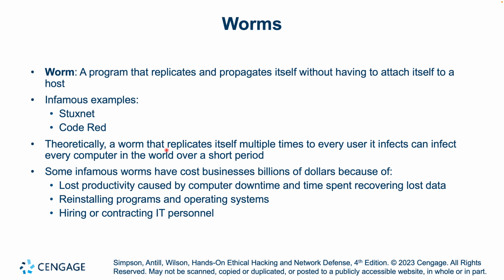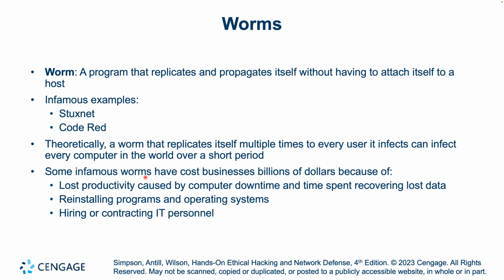Usually a worm replicates itself multiple times to every user it infects, and can infect every computer in the world over a short period of time. Imagine if one computer in a closed lab environment with a bunch of computers got infected with a worm. This computer will try to infect the others, and others will infect more. So your network will slow down a lot, basically.